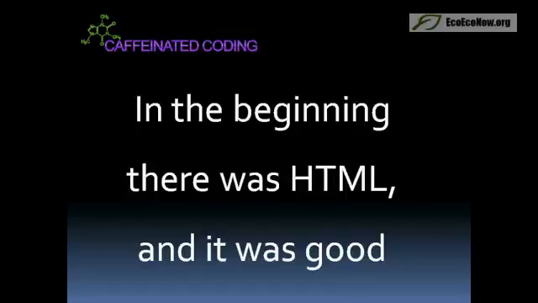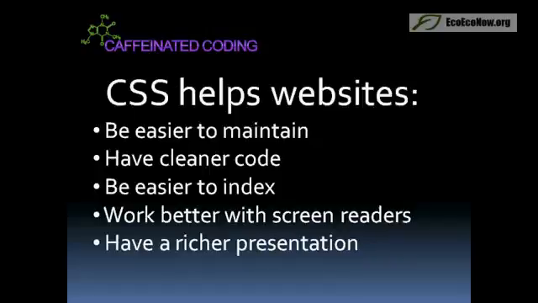So in 1995, the World Wide Web Consortium, or the W3C, began working on a solution. By 1996, the W3C came up with, you guessed it, CSS. Using CSS to move the presentational information out of the HTML document not only makes websites easier to update and maintain, but it also has several other benefits, such as cleaning up the code, making websites easier to be indexed by search engines, and making websites more compatible with screen readers. CSS also gives you more options and can make a much richer looking web page than HTML could ever do by itself.